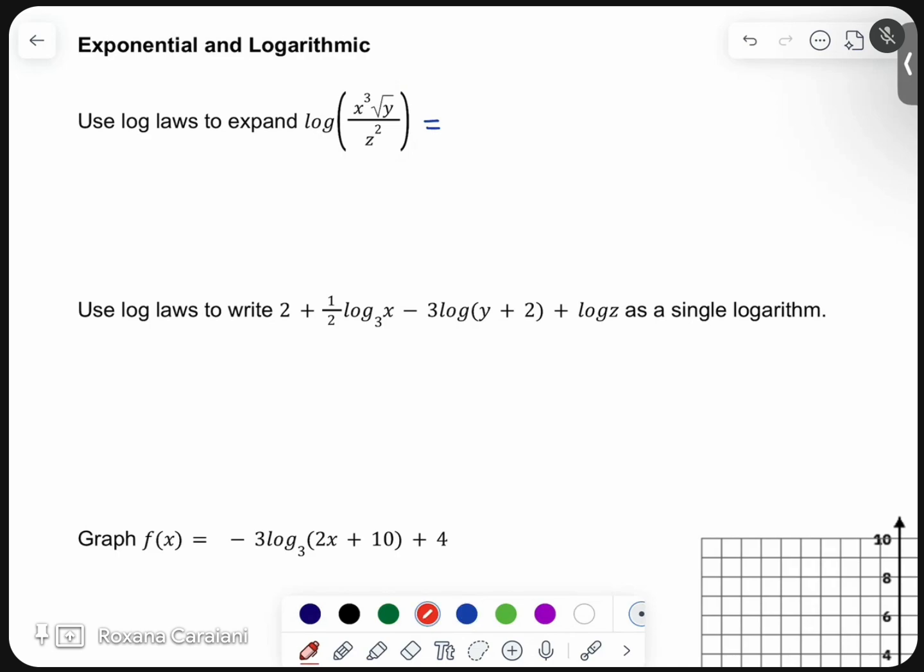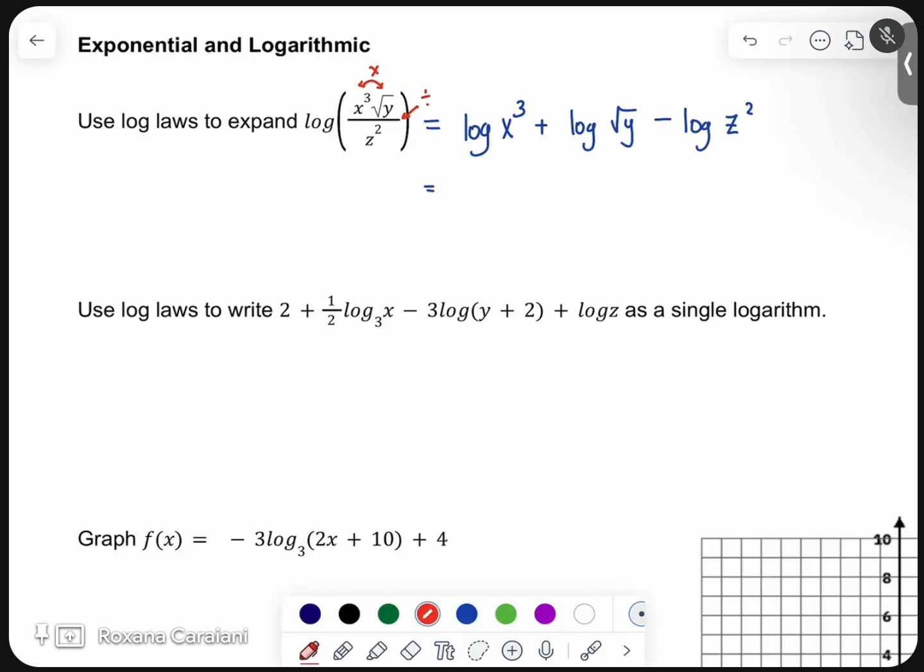So first thing I noticed, the x cubed and the square root of y are attached by multiplication, so that multiplication will turn into the addition of two logs, and then this division sign here will turn into subtraction of log z squared. So this is going to become log of x cubed plus log of the square root of y subtract log of z squared. And these all have the natural log base 10 because I didn't put a number after the log.